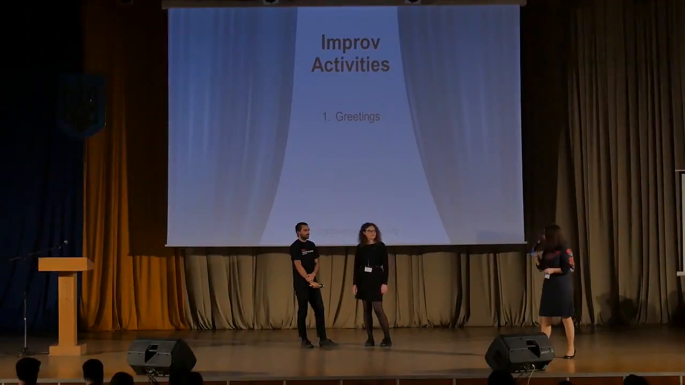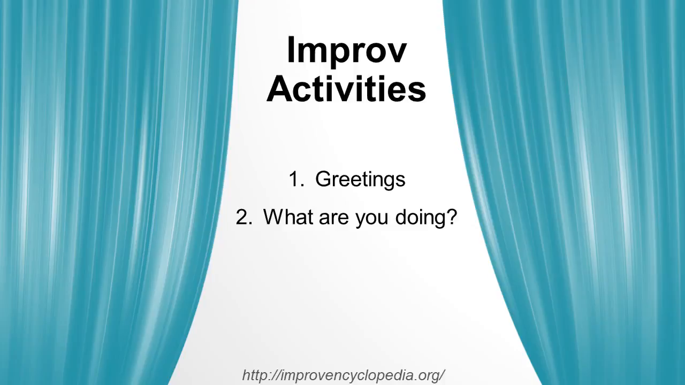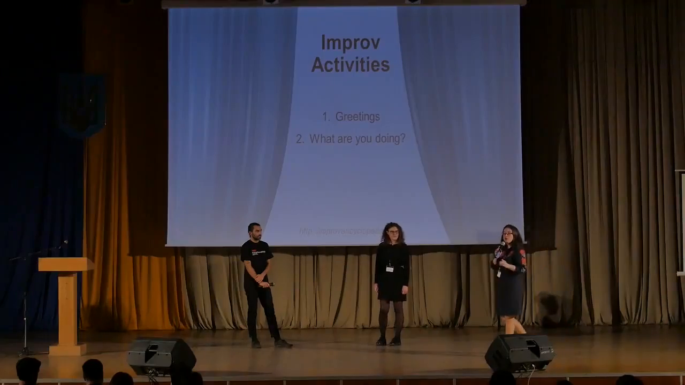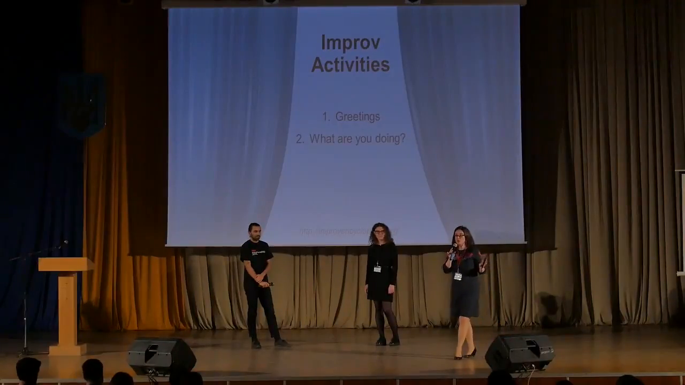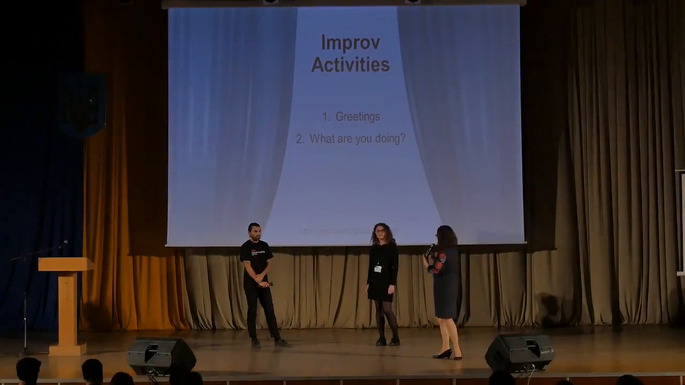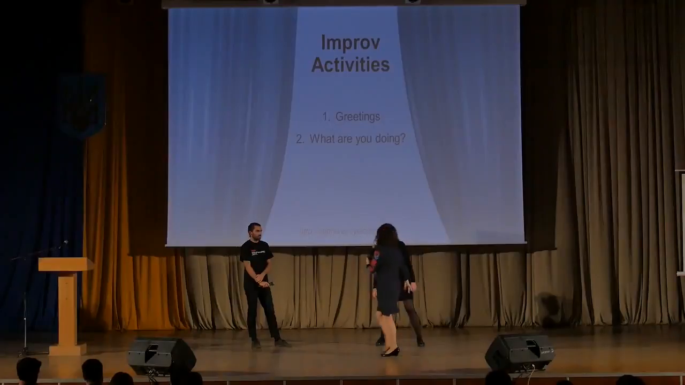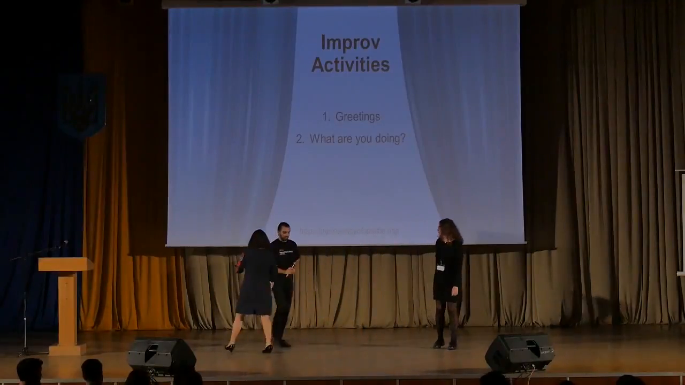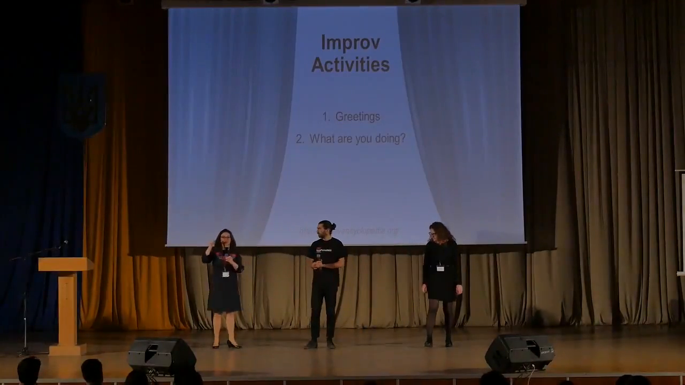Okay, the next activity we're going to look at is called What Are You Doing? I'm going to be joining them for this activity. The way this one works is you will split your class into 2 groups and have one person in the middle. So we're going to have, Aliona, you'll be one group. Dane, you'll be my middle person. And I will be the second group.